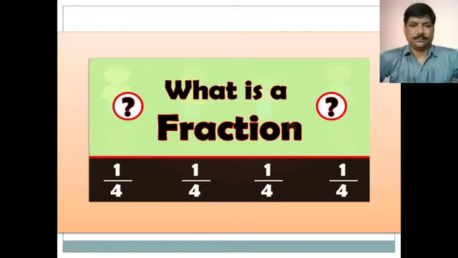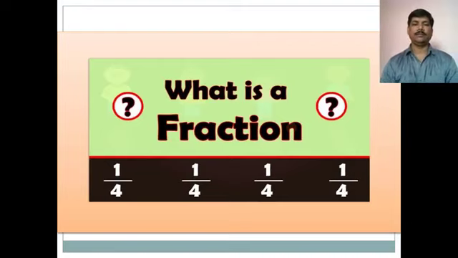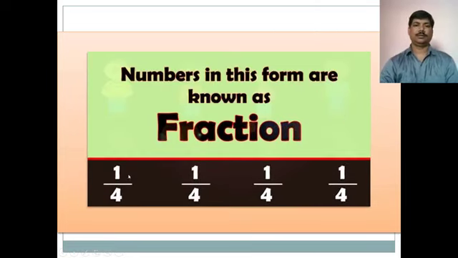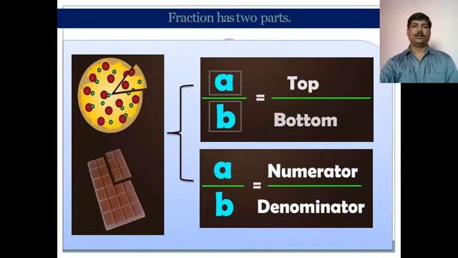Now, what is a fraction? As you are seeing here, these are some new types of numbers. The numbers in this form are known as fractions. How do we define a fraction? A fraction is a part of a whole. We will define the fraction as a part of a whole.